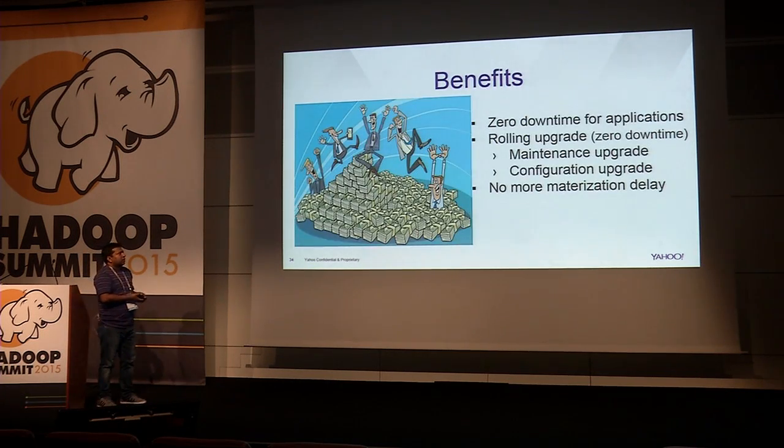In terms of benefits, there was zero downtime for all critical applications which run on Oozie. There was zero downtime during maintenance, upgrades, and configuration upgrades. We also talked about the scale and saw the processing delay. We did notice that in Oozie HA.